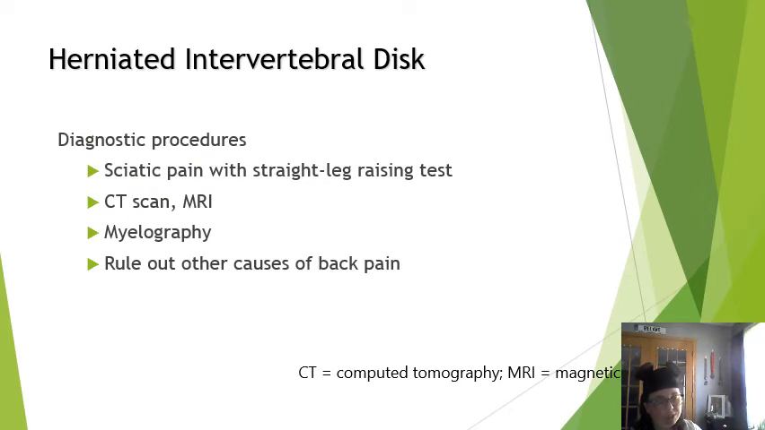To diagnose a herniated disc, scans are quite important. You'll see scans are very common in diagnosis with anything musculoskeletal, so you'll see CT scans and MRIs pop up on these slides. Sciatic pain can be felt with straight leg raising. Myelography is another form of scan used to map the spinal nerves via the injection of a contrast. Before a herniated disc is concluded, other back pain causes need to be ruled out, as treatment tends to be surgical.